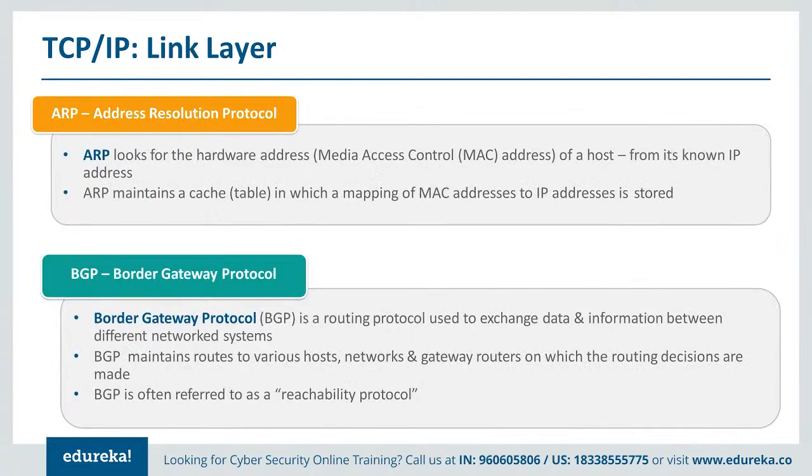For ARP, we use the Address Resolution Protocol. It's one of the protocols used to identify network devices and get them registered on the network. BGP is the Border Gateway Protocol. It's simply a routing protocol between networks. BGP is highly used.